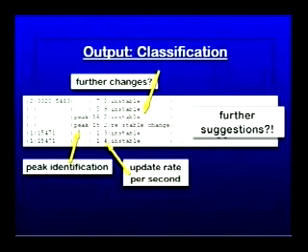Further classifications include a rate of updates per second, and if this rate exceeds a certain threshold, it's marked as one of these little peaks there. So that's it for our current classification.